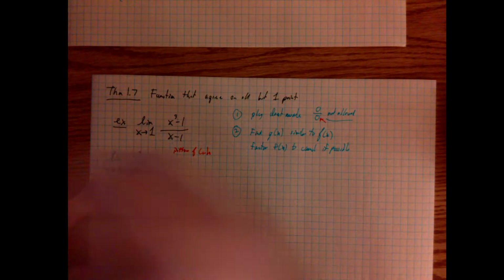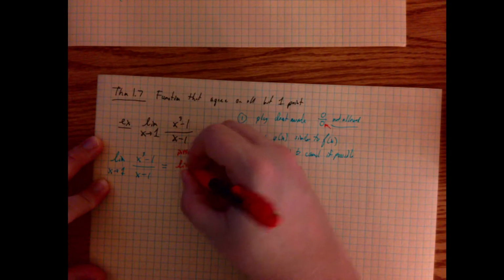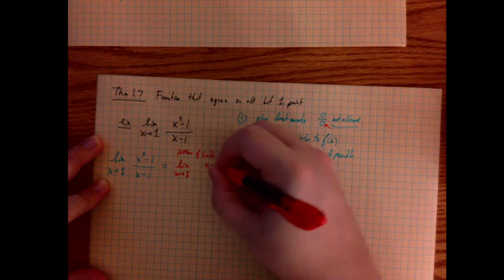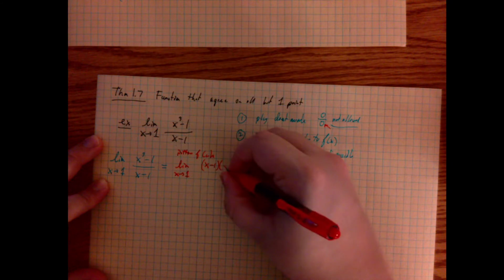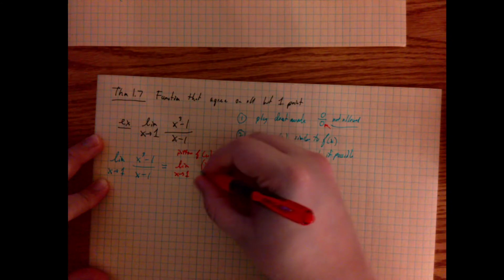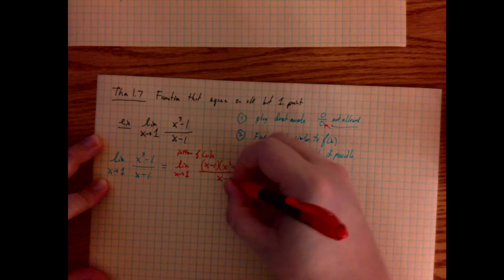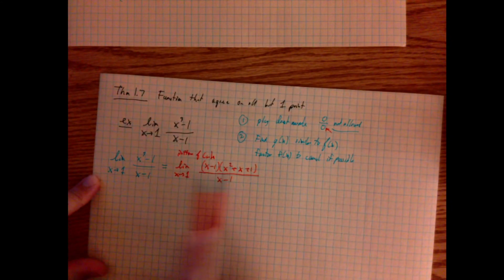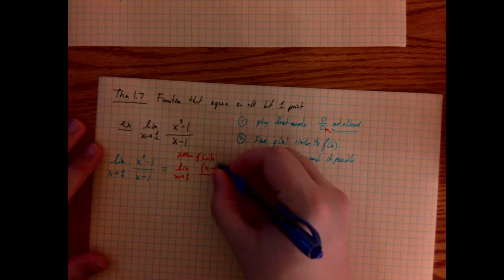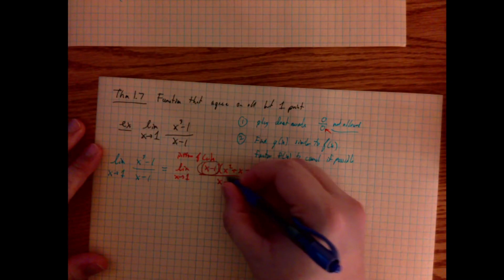So what does this become? We end up with the limit as x approaches 1. On top we'd have x minus 1 times x squared plus x plus 1. On bottom, we'd still have x minus 1. Now these two are exactly the same expression. In fact, if we were to type these into a calculator, they would look exactly the same because it's just factoring, right? Factoring doesn't change the problem. However, you will notice that there is an x minus 1 on top and an x minus 1 on bottom.